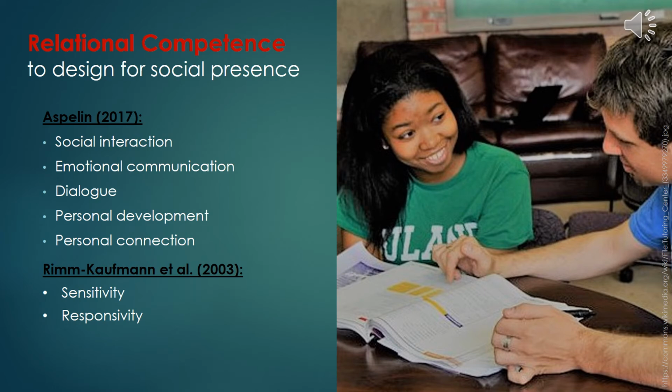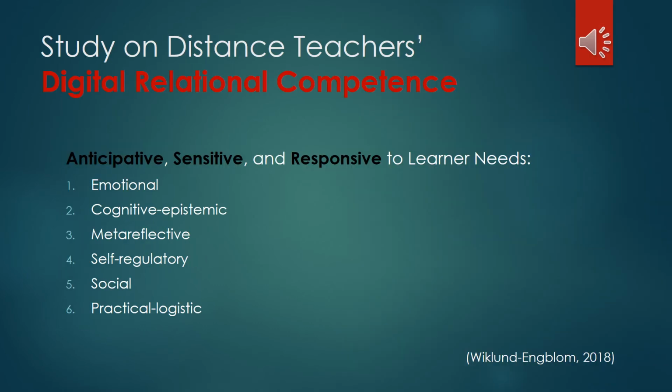And Rimm-Kaufman and her colleagues said that the key to being relationally competent is the ability to be sensitive to somebody's needs, but also the ability to be responsive to the needs that you encounter. I used this as a frame for analyzing data from interviews with teachers, the same as in the last study, combining both distance students and co-located students, and how they were anticipative, sensitive and responsive to learner needs, which related to emotional needs, cognitive epistemic needs, metareflective needs, self-regulatory needs, social needs, and practical logistic needs.